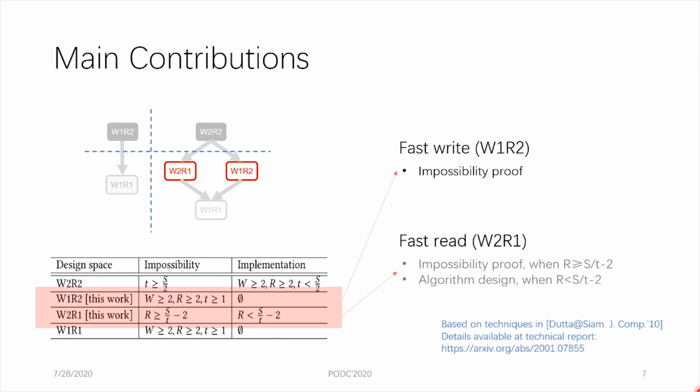For fast read implementations, we derive the necessary and sufficient condition. We also give the impossibility proof and the algorithm design. This subproblem is solved by straightforward application of the technique used in the single-writer case, so we omit detailed discussion in this talk. Our main contribution is the impossibility proof for fast write implementations.